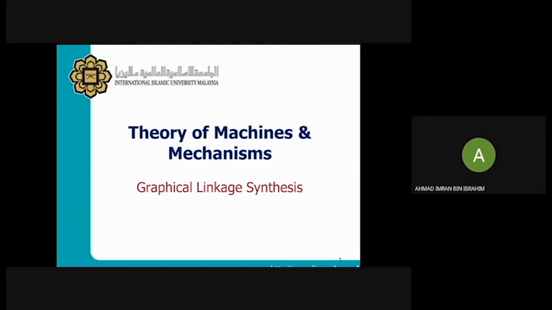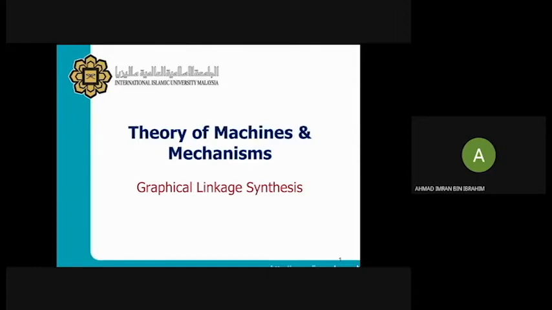Okay, so for today's topic, we're going to cover synthesis, right? But this one is only using graphical linkage synthesis. Basically, this is how you want to draw the four-bar mechanism.